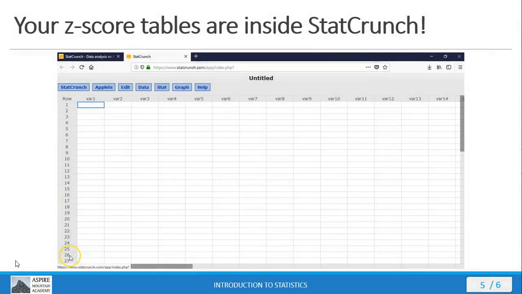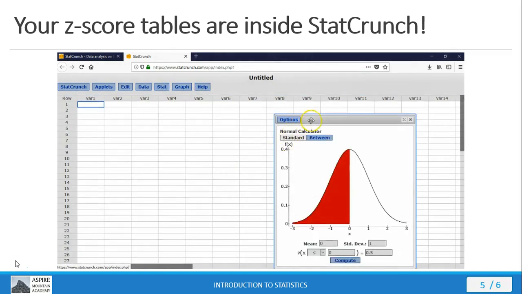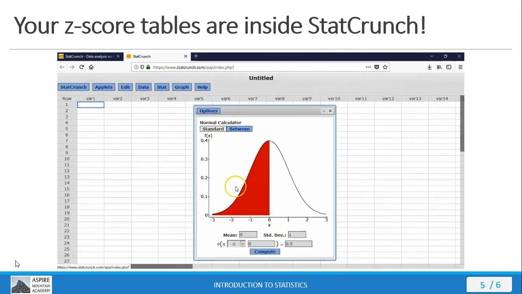So your z-score tables are actually all inside Statcrunch when you use that calculator. So let's show you what I'm talking about here. Okay, we're here in Statcrunch, and I'm going to show you how to work the problems that we just worked the old school way with Statcrunch. So first, in order to find percentiles, we're looking for the standard normal calculator. So I go up to Stat, Calculators, Normal. So here's our standard normal distribution.